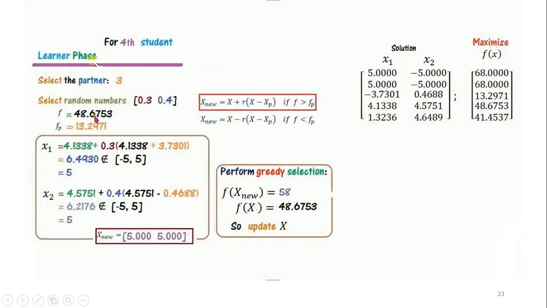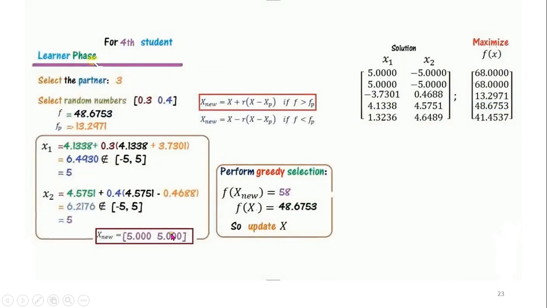Here f is 48.6753 for the fourth student, and we select the partner value, which is 13.2971. So we see here f is greater than ap, so we select this equation. Now put this value in this equation, we get x1 and x2: 5 and 5. So our x new is 5 and 5. Now go for the greedy selection. F of x new is equal to 58 and f of x is equal to 48.6753. So there will be an update. So we replace the value of the fourth student by this value.